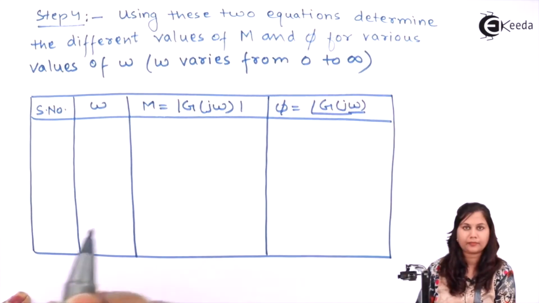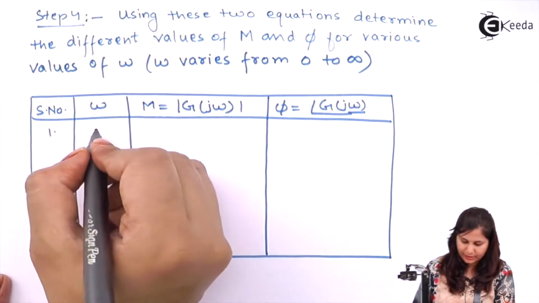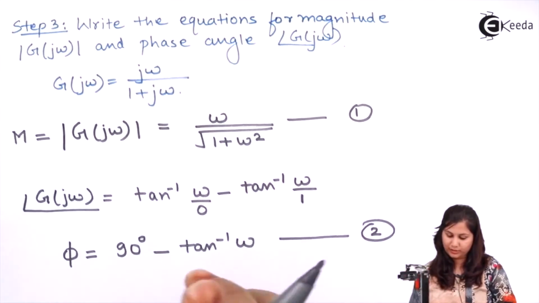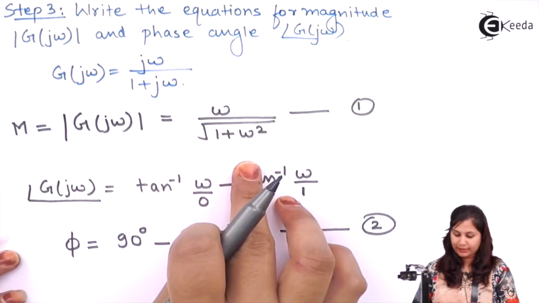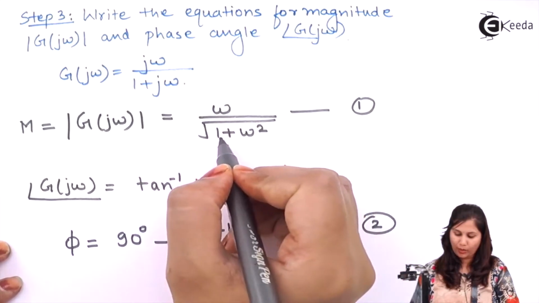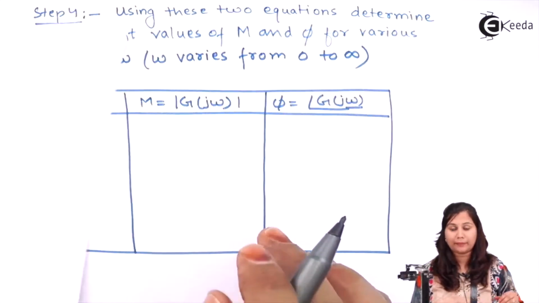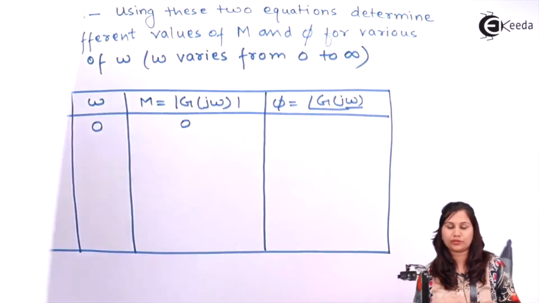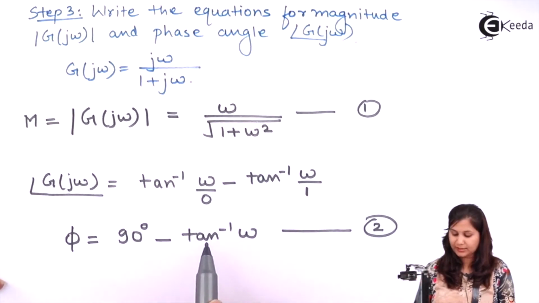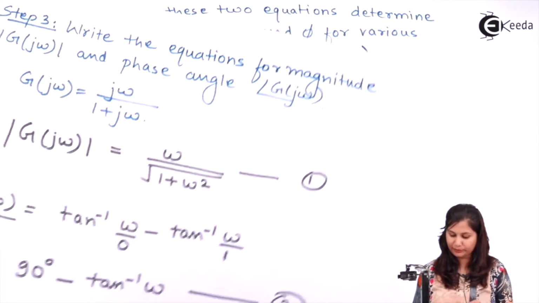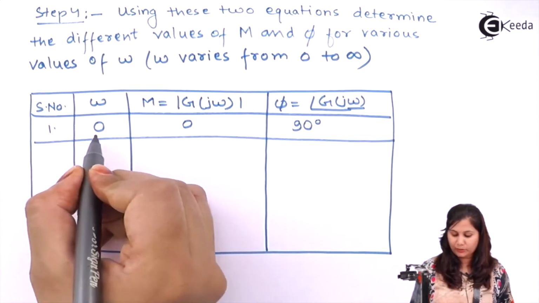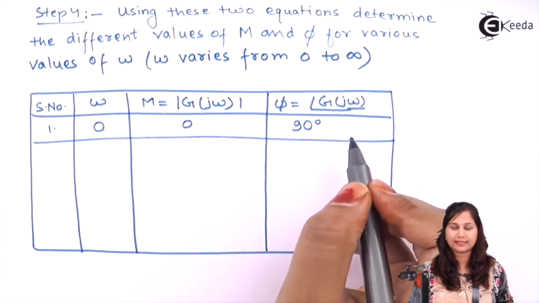So our first value is 0. We have taken omega as 0. Now magnitude is omega upon under root of 1 plus omega square. Put the value of omega here as 0. So 0 upon 1 plus 0, so it will be 1. So our magnitude will be 0 for omega equals 0. Now here tan inverse of 0 is 0, then 90 degrees minus 0 is 90. So our phase angle will be 90 degrees. So for omega equals 0, magnitude is 0 and phase angle is 90 degrees.